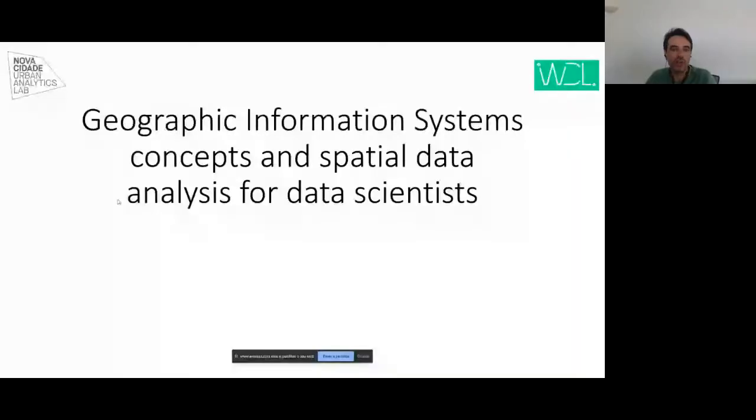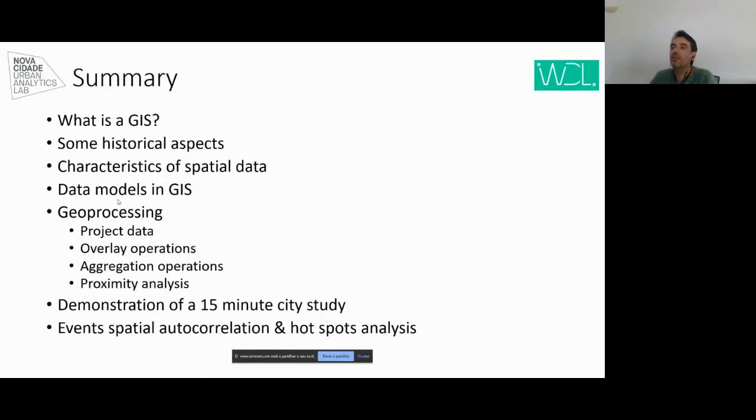So as I say, the workshop will cover the main concepts of geographic information systems and also the spatial data analysis and the main concepts that I think are essential to understand in order to integrate them in data science projects. So in summary, in the beginning, I'll make a question: what is GIS? Then I'll give some historical aspects of GIS. I'll briefly explore the characteristics of spatial data. I'll also highlight data models in GIS, and then some geoprocessing operations in the end. And finally, a demonstration of a 15-minute city case study, in this case for Lisbon, and also a hotspot analysis for cultural events in Lisbon, to highlight and show you some of the operations that I will present during the presentation.